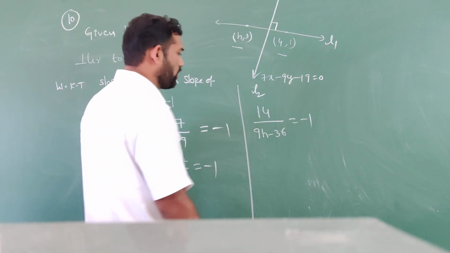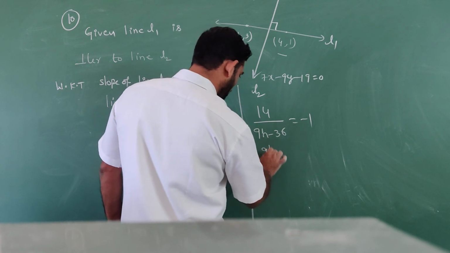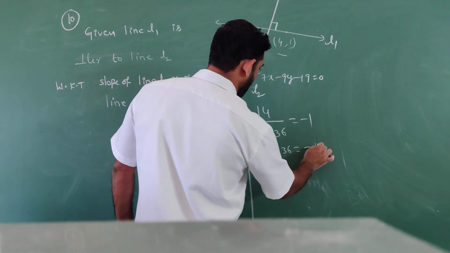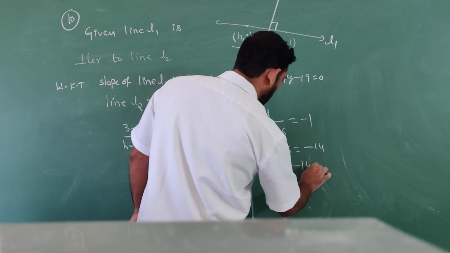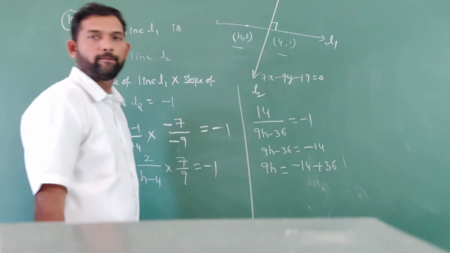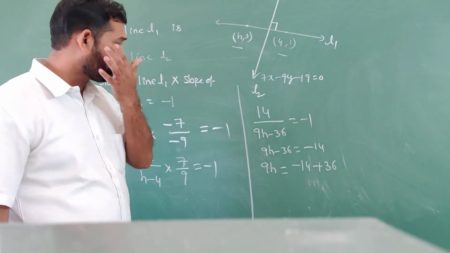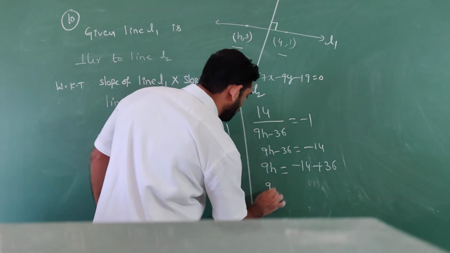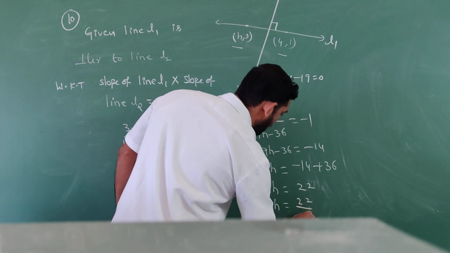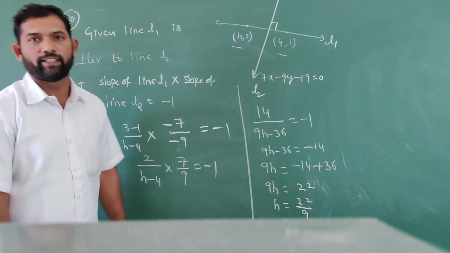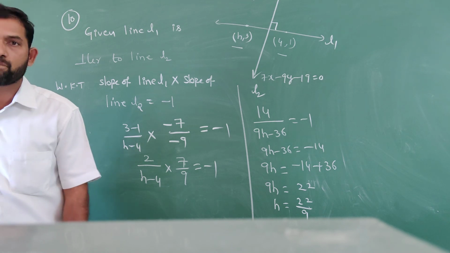Again do cross multiplication. So what happens? 9h minus 36 equal to minus 14. So 9h equal to minus 14 plus 36. Now 36 minus 14 is what? So 9h is equal to 22. So h is equal to 22 by 9. That is our answer.